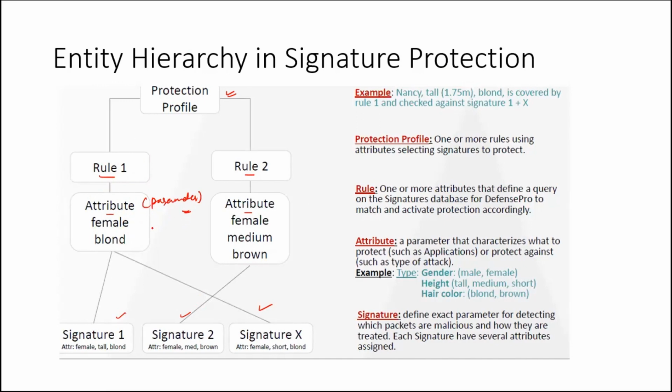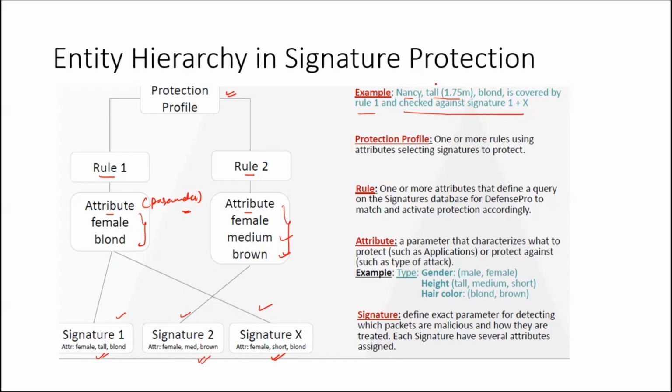Let's take an example. Suppose there is a female named Nancy. She is 1.75 meters tall and blonde. She is covered by rule 1 and checked against rule 1 plus XY. Here, one attribute is female with the color blonde. One more attribute we have defined is female, medium, brown. So we have two signatures under the female blonde attribute 1: female tall blonde and female short blonde. And under the other attribute we have only one, female medium brown.